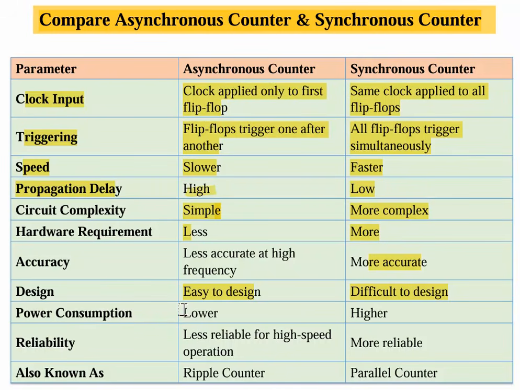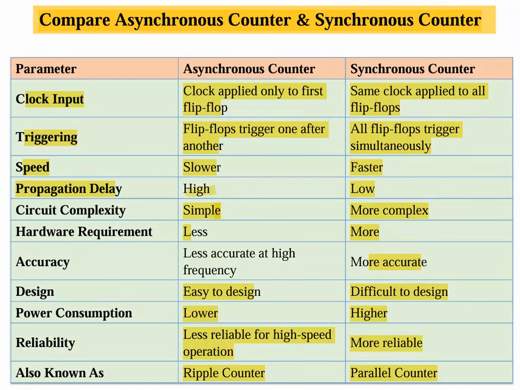The power consumption is low in the asynchronous counter and high in the synchronous counter. Reliability: asynchronous is less reliable for high speed operation, and synchronous is more reliable. If you want high speed operation, then you need to go for the synchronous counter. An example of the asynchronous counter is the ripple counter, which we have seen as the 2-bit up counter, down counter, and 3-bit counter. And an example of the synchronous counter is the parallel counter.